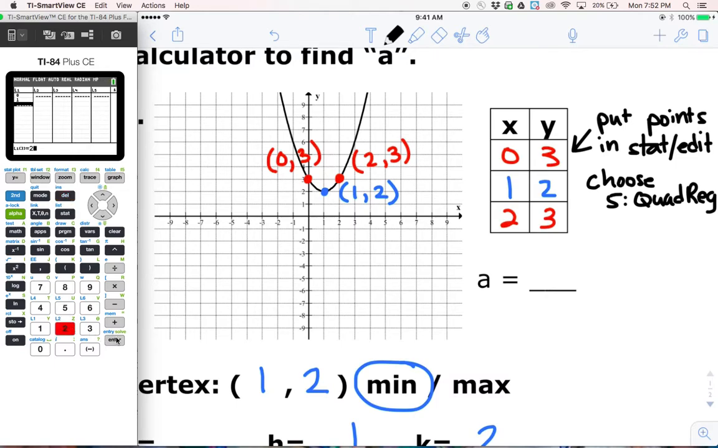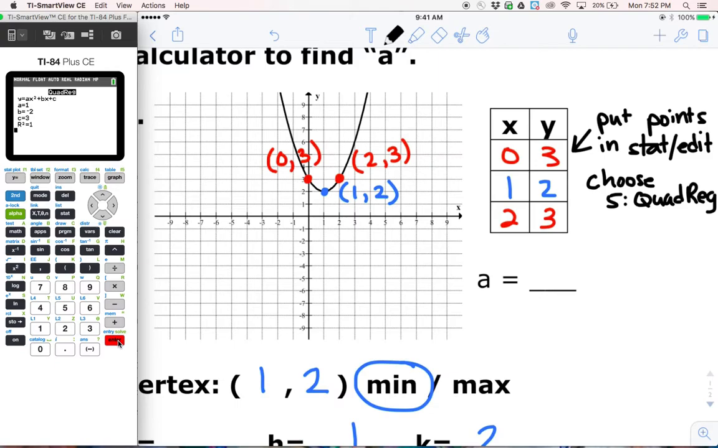Okay, so 2. Sorry. And then on my y's, I have 3 and 2 and 3. All right. Stat, calc. Option 5, quad reg. You guys may have to hit enter on yours as well. And I got my equation.